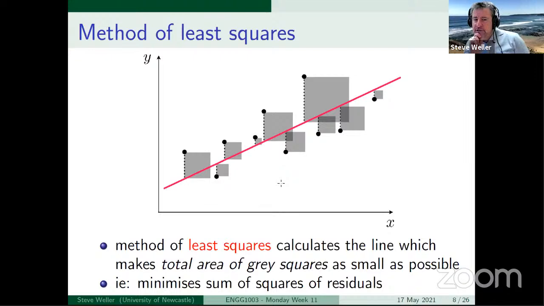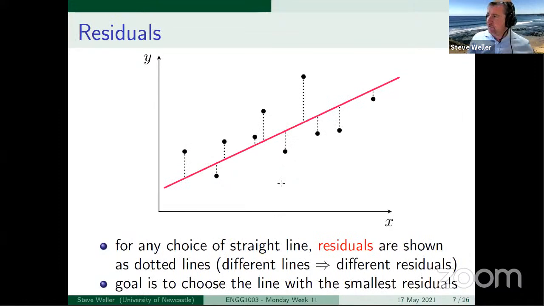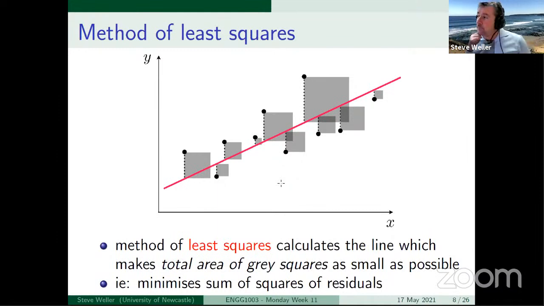So for any given line, we get a set of residuals, and therefore we get a set of areas. The area we're interested in is the total area of the gray squares. So this idea of choosing the residuals to be small means that we don't just want one residual to be small and all the others big, or one big and all the others small.